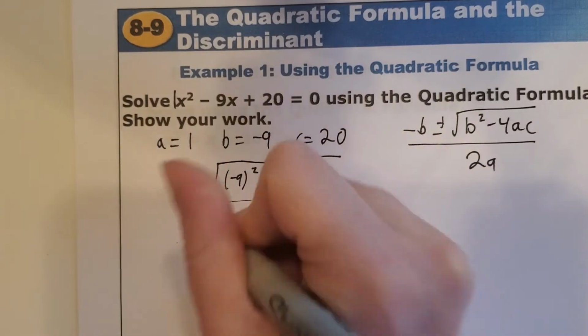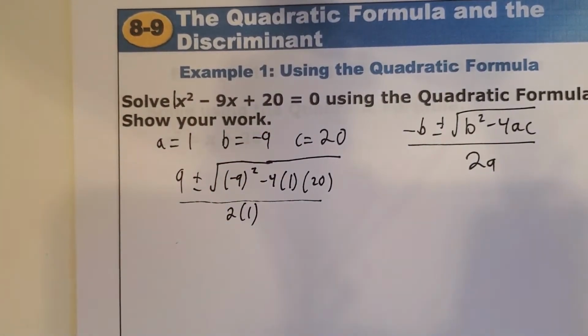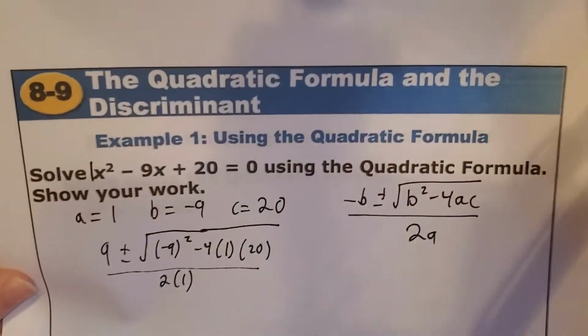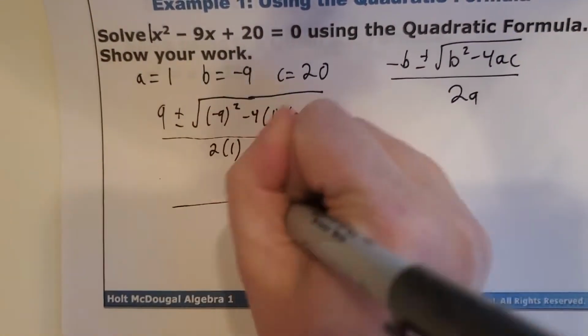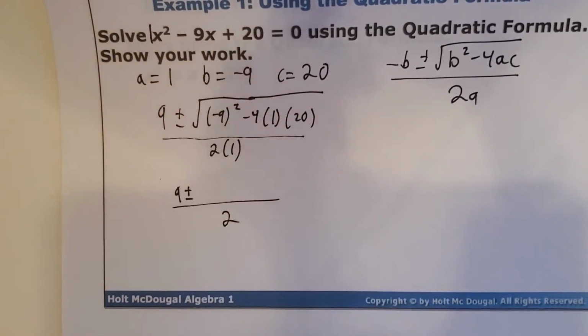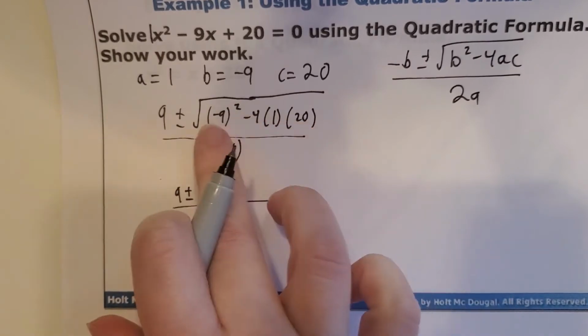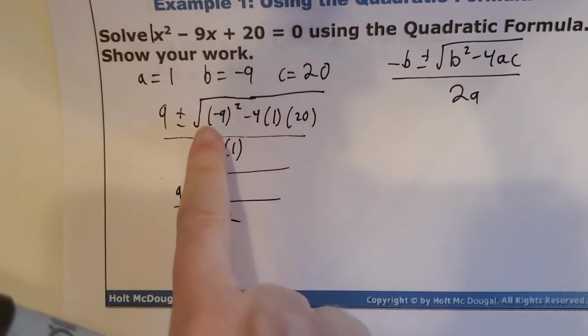All over 2a, so 2 times 1. And then the only hard part is really just simplifying all of it, all right? We know what 2 times 1 is. That's 2. We're not doing anything with the 9 yet because we want to simplify this huge mess inside the radical, all right?